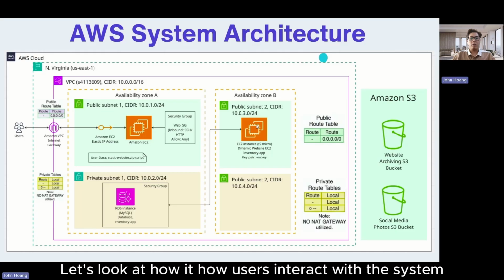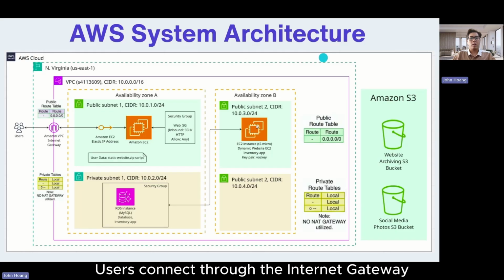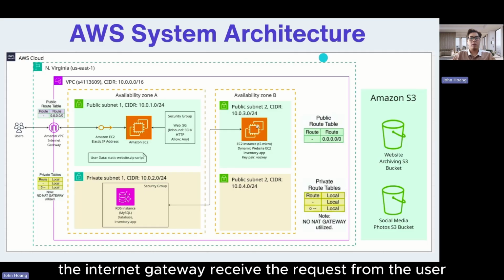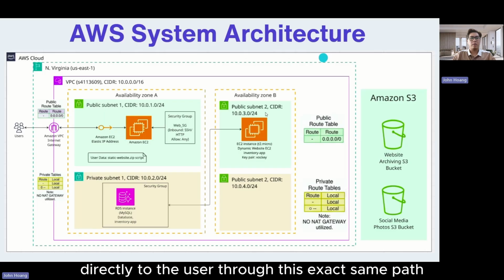Let's look at how users interact with the system. Users connect through the internet gateway. It's important to note that this is a two-way connection. The internet gateway receives the request from the user, and the system also sends the data and the feedback backwards directly to the user through this exact same path.